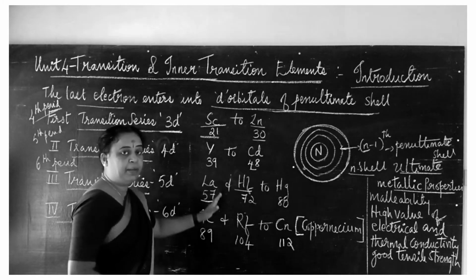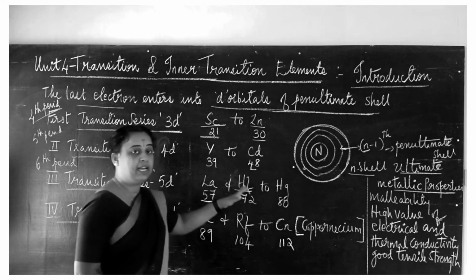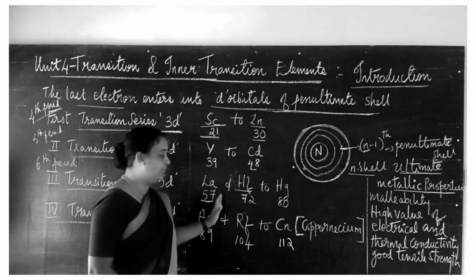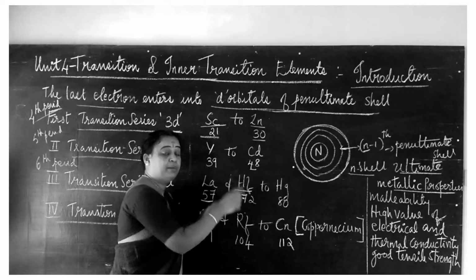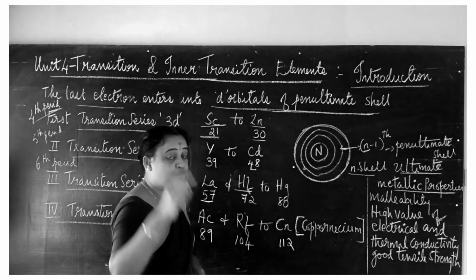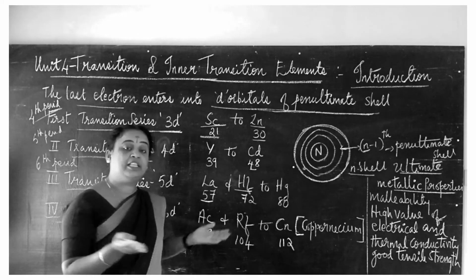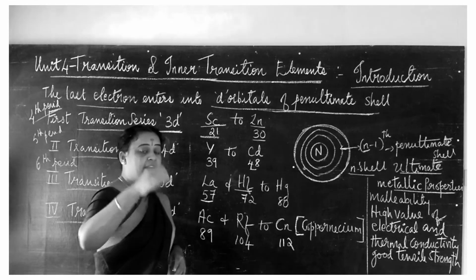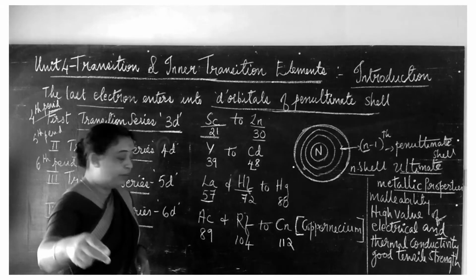So there is a break here. After lanthanum 57, the next element has atomic number 58. From atomic number 58 till 71, they are not placed here. They are placed separately in the periodic table as the f block elements, always at the bottom of the periodic table. They are called lanthanides. These are inner transition elements, which we will study in an upcoming video.